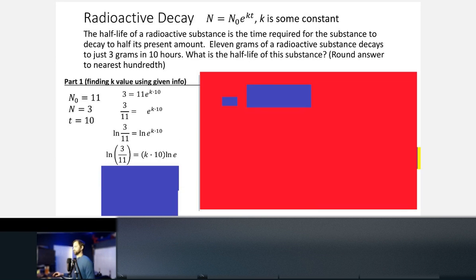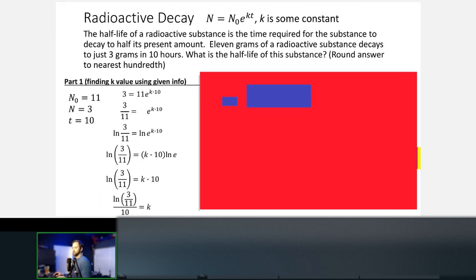Now what? Yes, natural log of e, remember, is equal to 1. And if you forget, you just type it in. Natural log of e equals 1. All right, we're almost there. What's next? Divide both sides by 10. All right. So there's our k value.